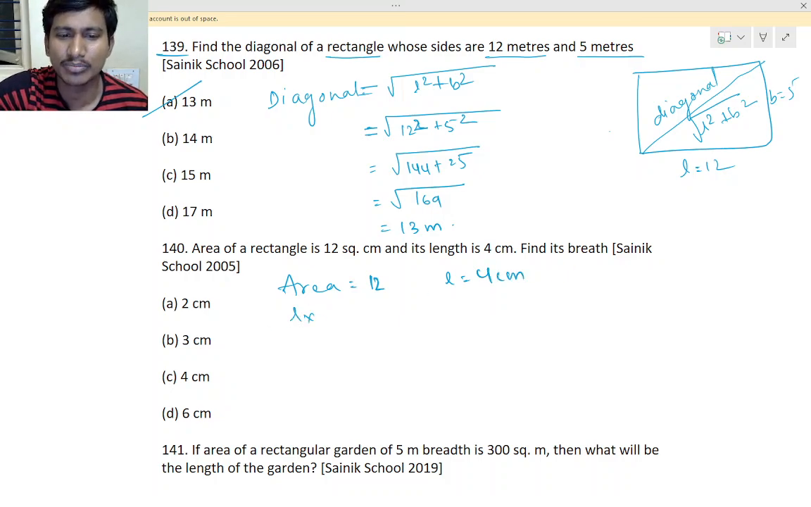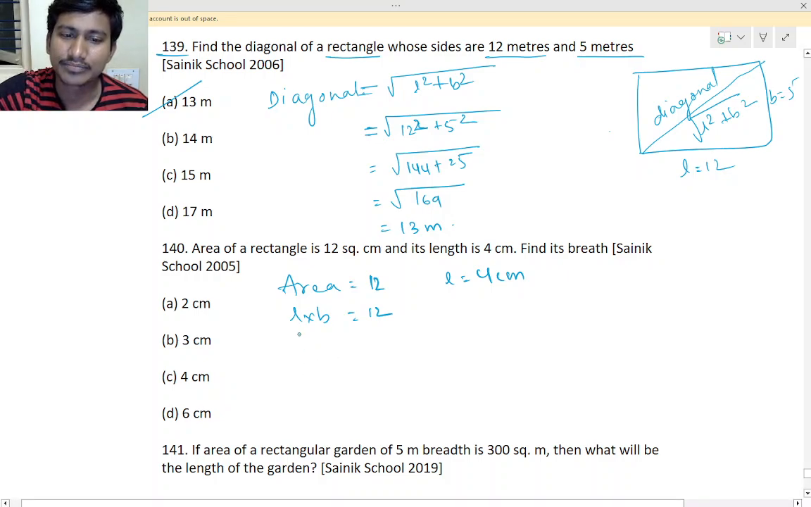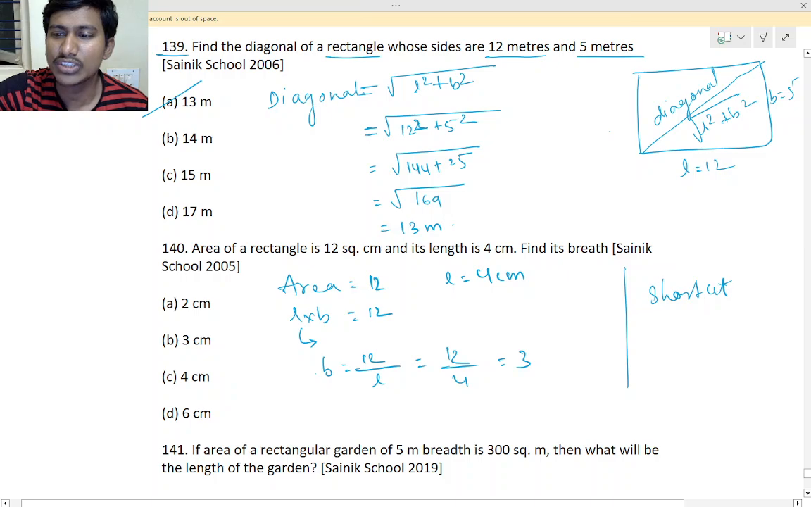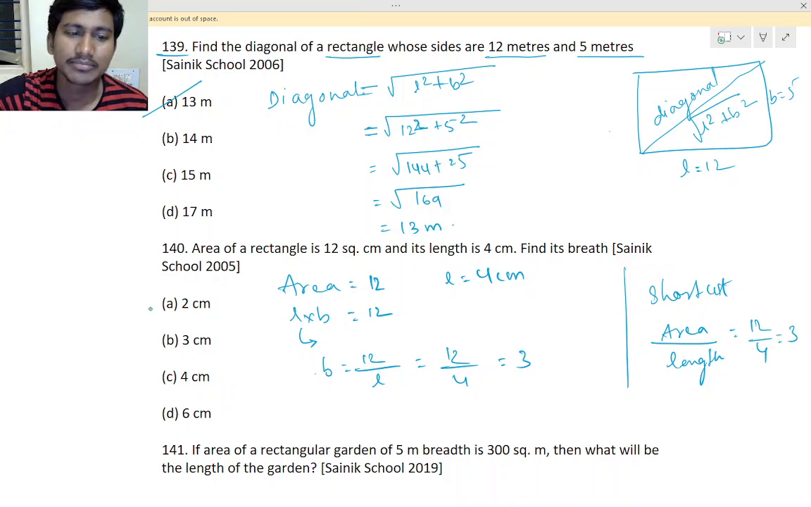Area is length into breadth, which is 12. So if you take length that side, it will divide. So 12 divided by length, 12 by 4, answer is 3. So shortcut, what you have to do, you just have to divide area by length. Area by length, that is 12 by 4, that is 3 answer. Okay? Yes, this is how you have to do.